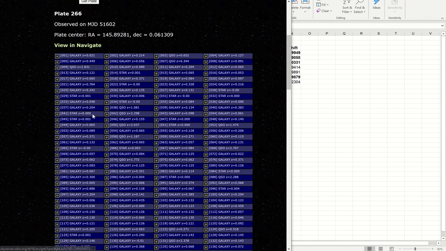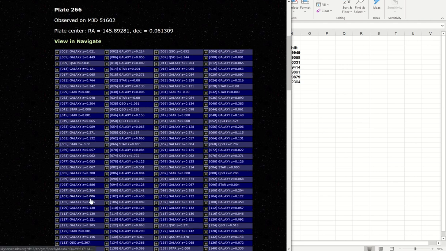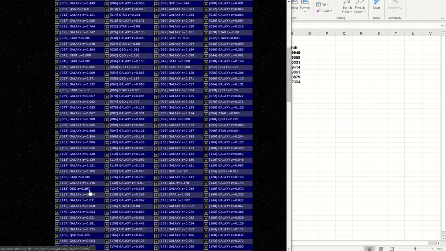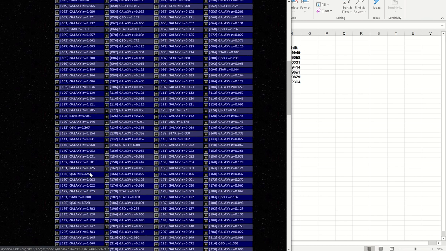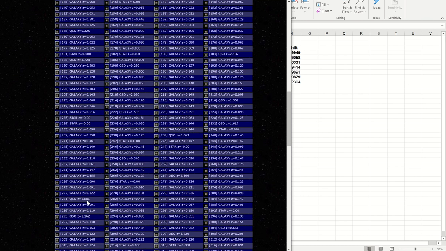Here's a star, no redshift at all. Here is a quasi-stellar object, the quasar, high redshift. And then galaxies are all over the place. But the trend that we will notice is that quasars tend to have higher redshift. There's one that's 3.7. We can find all the QSOs here and see what kind of redshift they would be.